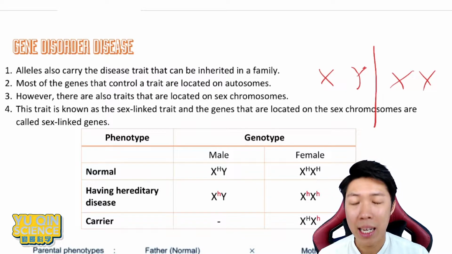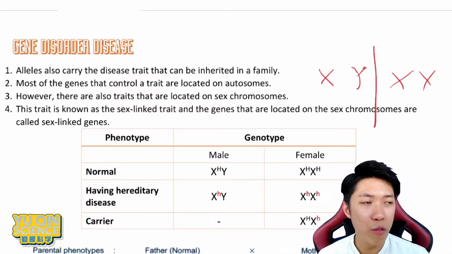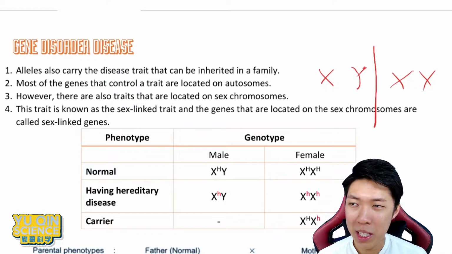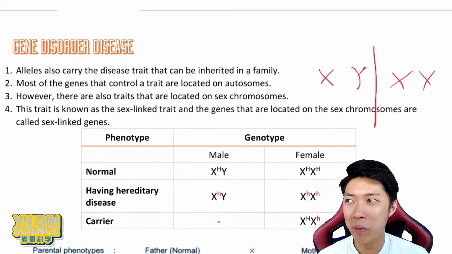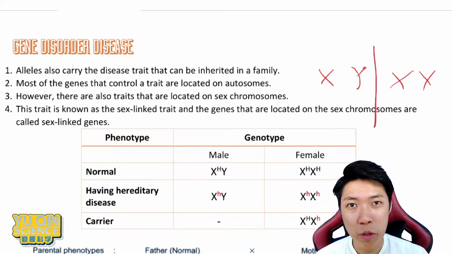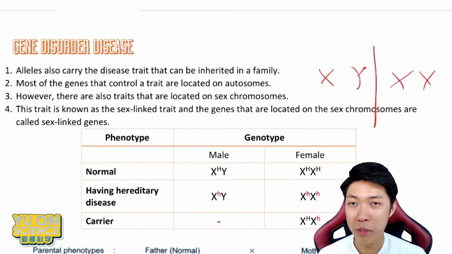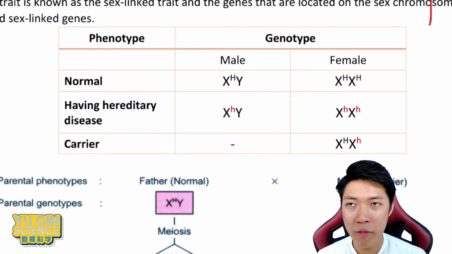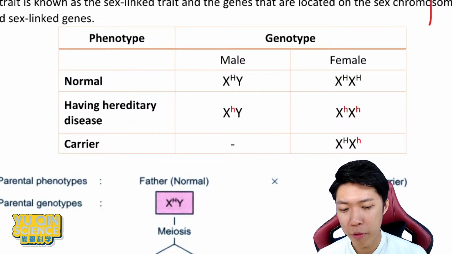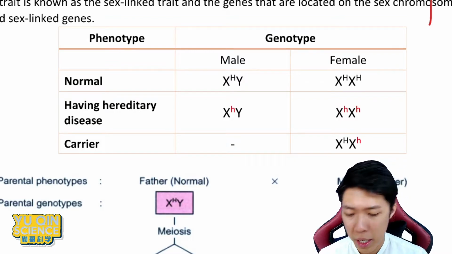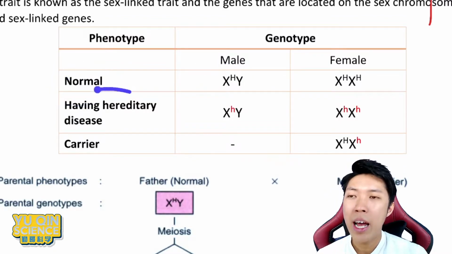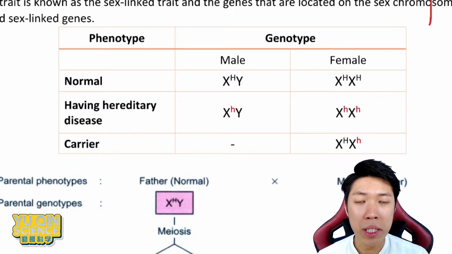Number one, color blindness. Number two, hemophilia. Of course, we have more than this, but in your syllabus, your textbook only wants you to understand two of these, so let's not make you confused. So we have only two types as for now. Okay, so these are the possibilities for male and female. For male, you can have two possibilities. Either it's normal or it's having the hereditary disease.